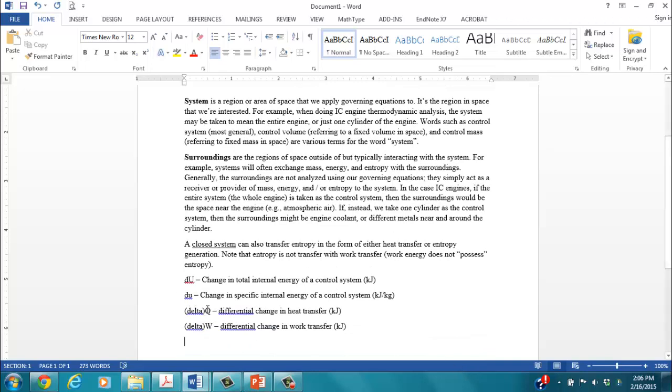For a closed system, you can write delta little q, which is the differential change in the specific heat transfer, so it would have units of kilojoules per kilogram. Likewise, you can have delta little w, which is the differential change in specific work transfer, which will also have units of kilojoules per kilogram.